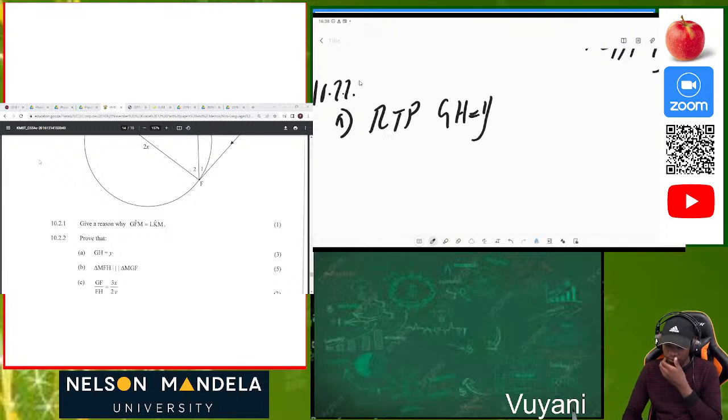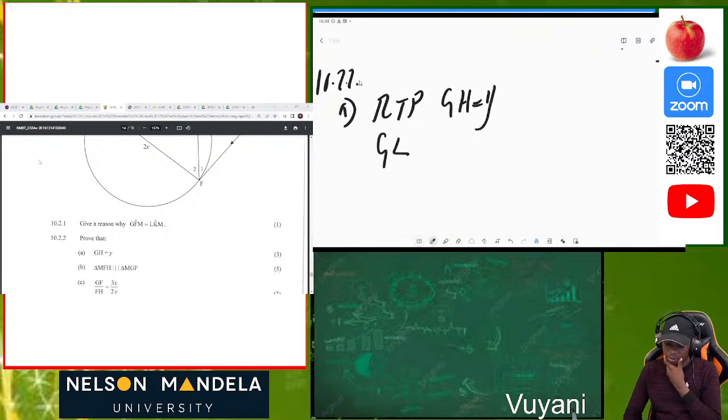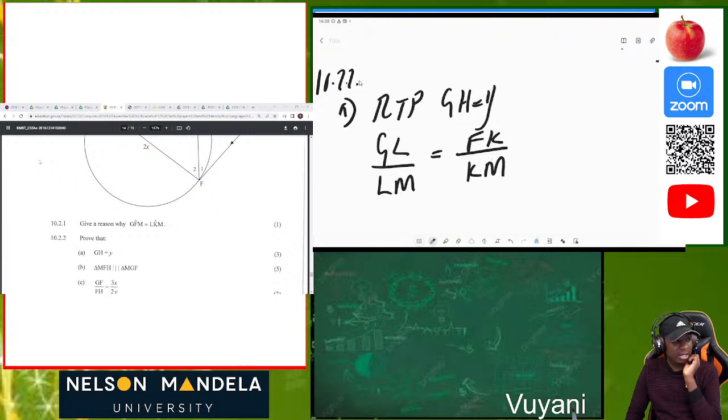Now, what do we know? We know that GL over LM is equal to FK over KM. As you can see on the diagram, they equate to each other. Why? It's the proportionality theorem.